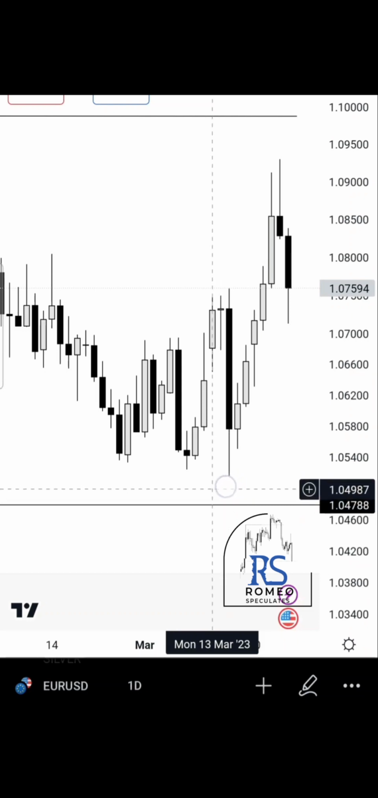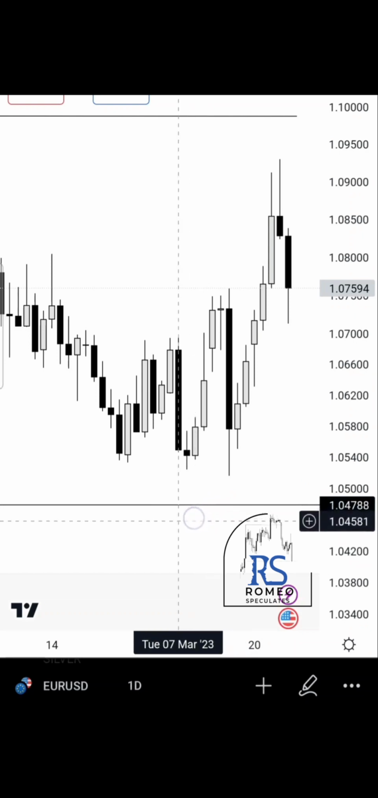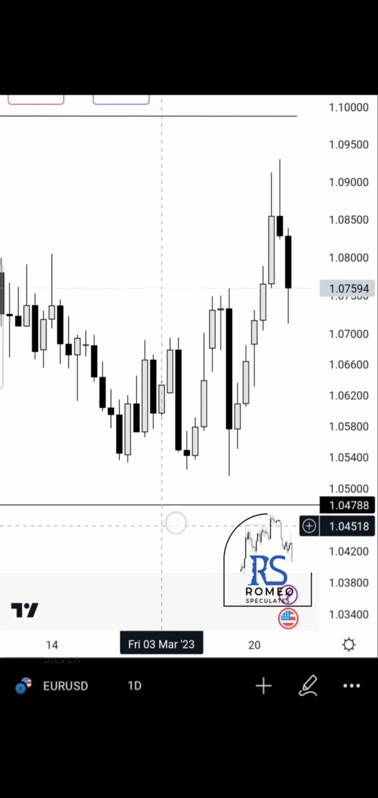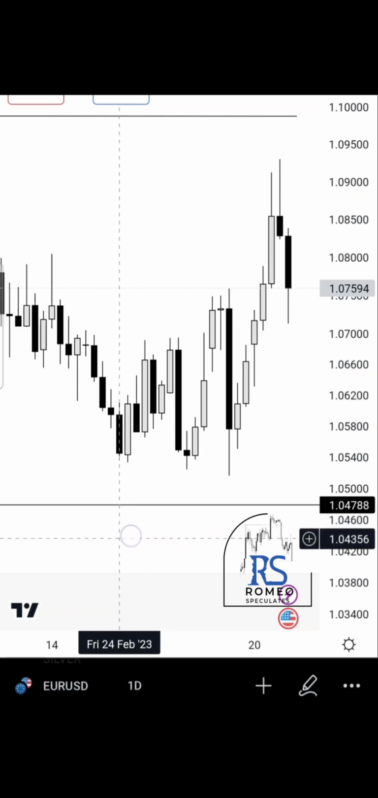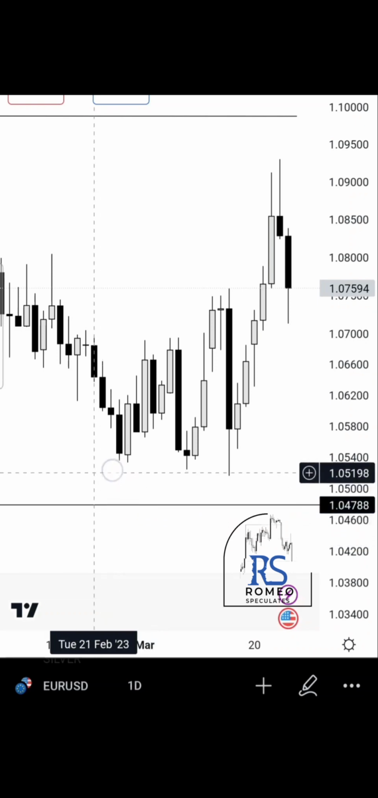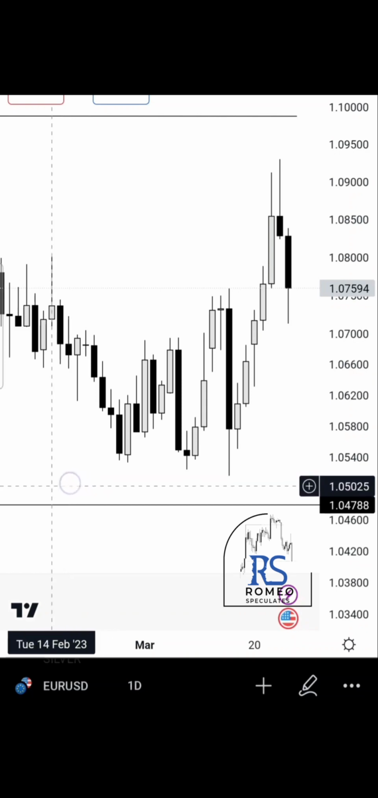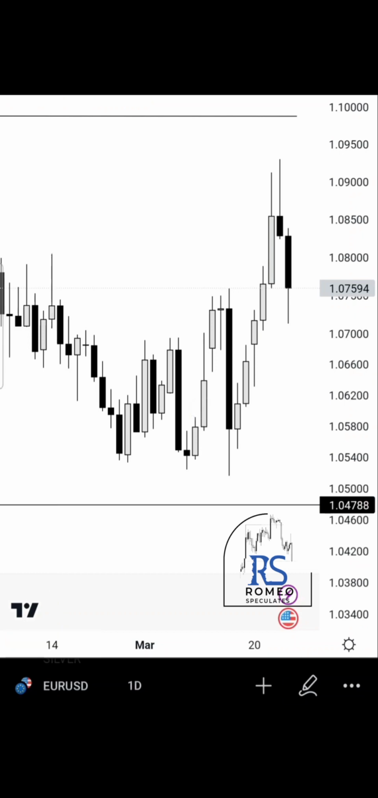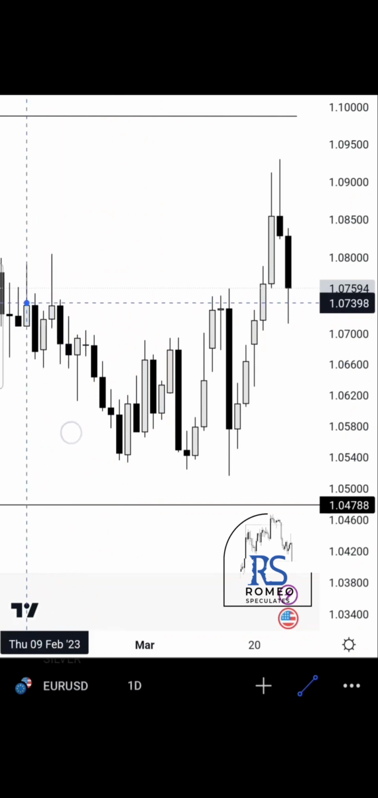Here, rather. So you go 1, 2, 3, 4, 5, 6, 7, 8, 9, 10, 11, 12, 13, 14, 15, 16, 17, 18, 19, and 20. So, at the 20th day, we have these equal highs right here.